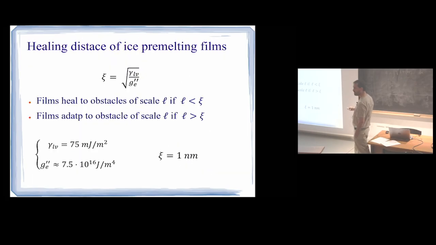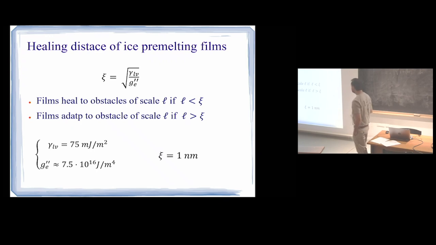Nevertheless, you introduce this concept, which is the healing distance. It's the ratio of the surface tension and the second derivative of the interface potential. The conclusion is that whenever you have an obstacle in your surface of size L, which is smaller than a healing distance, then this obstacle will be healed. That is, the film will not adapt to it, and you will see a perfectly smooth surface. If, on the other hand, your step is larger than the healing distance, the film is unable to heal that, and what it does is adapt to the step.